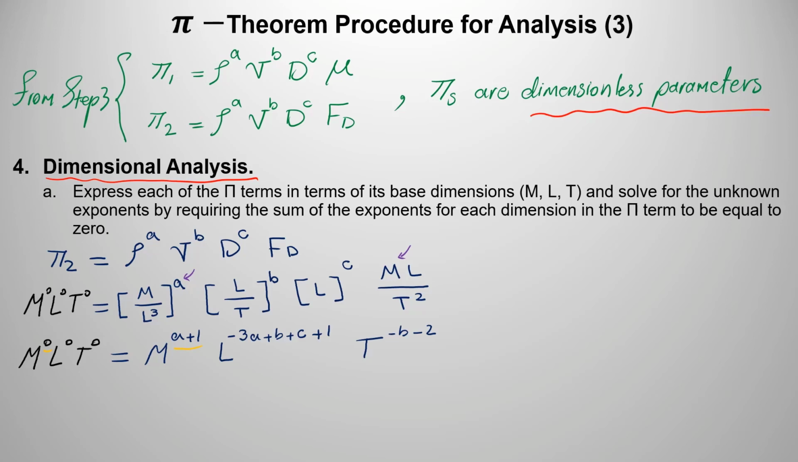In other words, a plus 1 should be equal to 0, and as a result of that, a is equal to negative 1. This power, the power of length, on the right-hand side of the equation should be equal to the power of L on the left-hand side of the equation. So I'm going to write that negative 3a plus b plus c plus 1 should be equal to 0. I have a value for a, but I don't have a value for b or c. That's okay. I'm going to move to the third one.